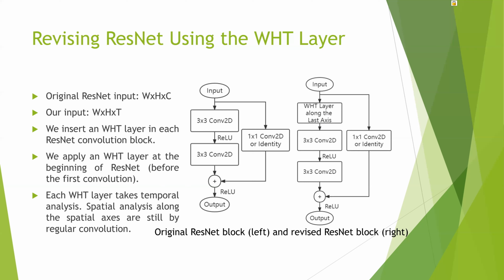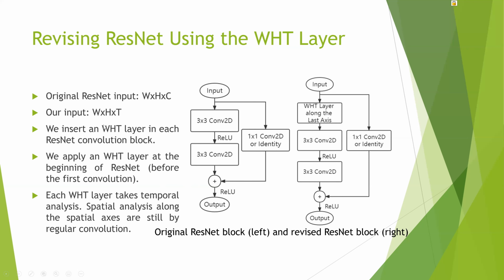Now let's discuss how we revise ResNet using our layer. So the original ResNet input is W times H times C, width times height times color channel. And our input is W times H times T. T is a time channel. Our input is in grayscale, so we don't have the color channel, but we have the T channel because we are feeding videos.